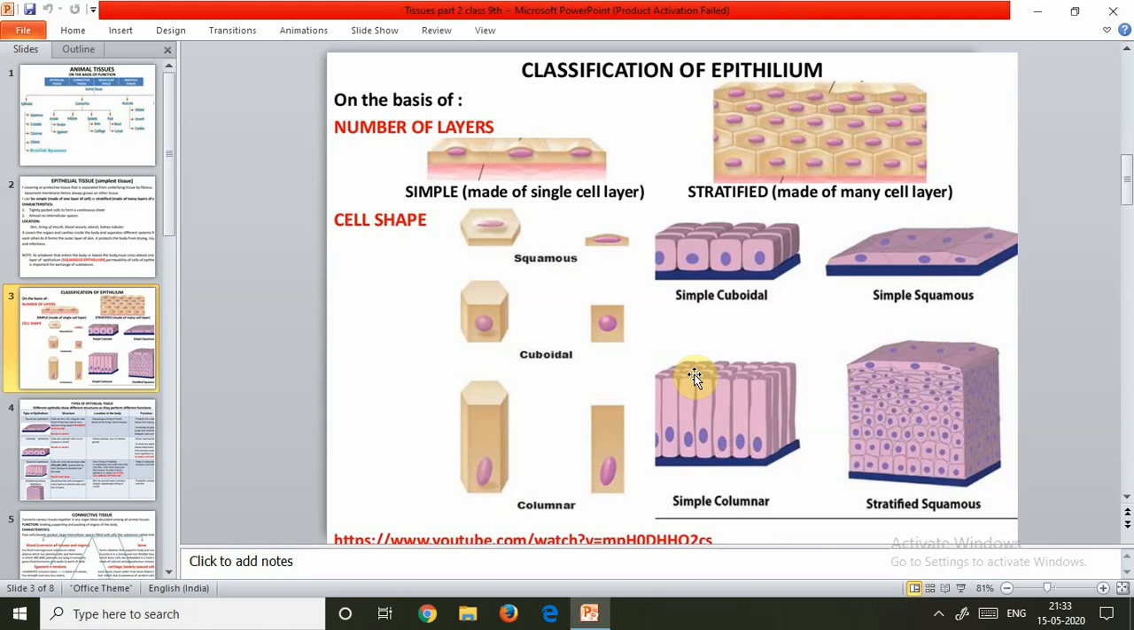What is the nature of the squamous epithelium? It is made up of thin, flat and irregular shaped cells which are fitted together like floor tiles. So we have seen the tiles on the floor. Squamous epithelium is present in the same way, and because of this, squamous epithelium is also called pavement epithelium.